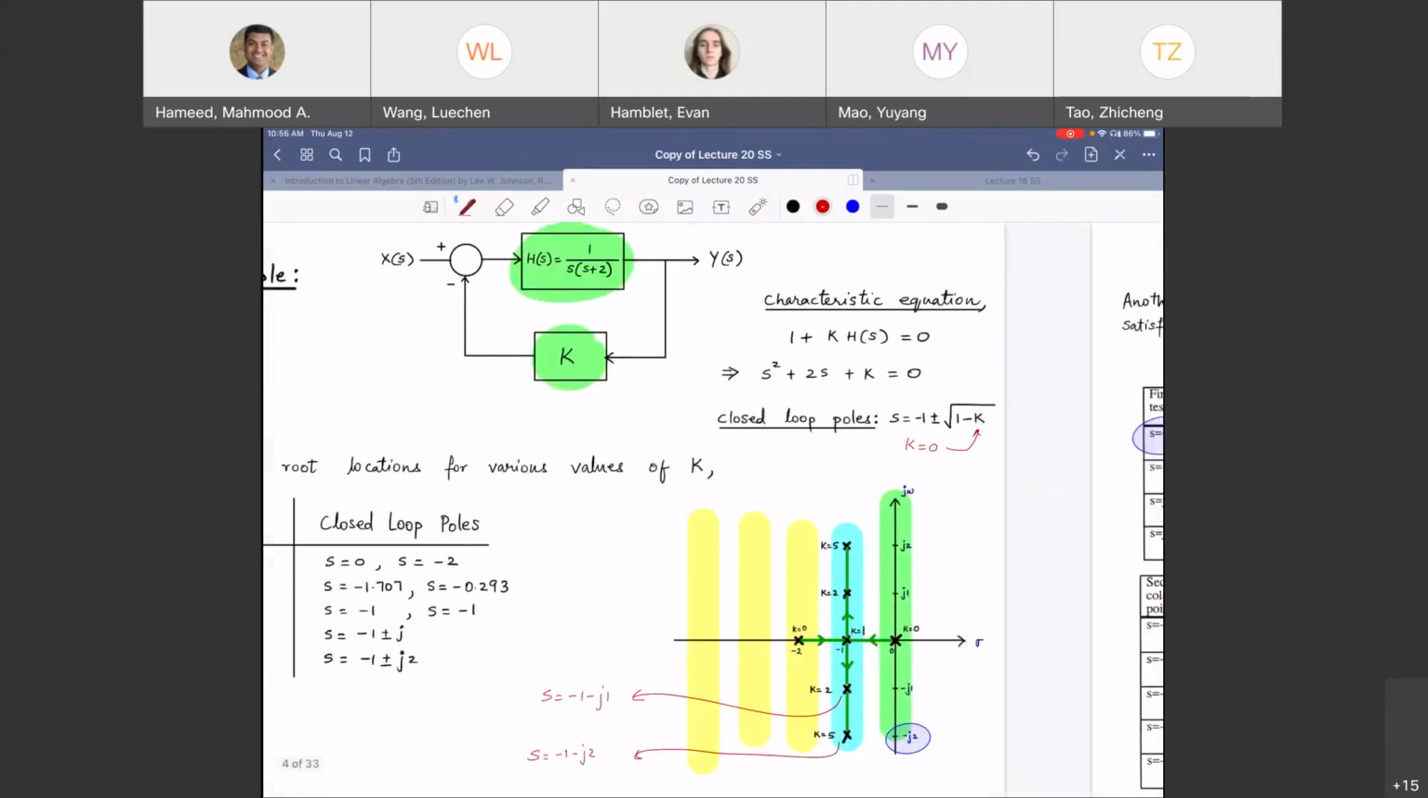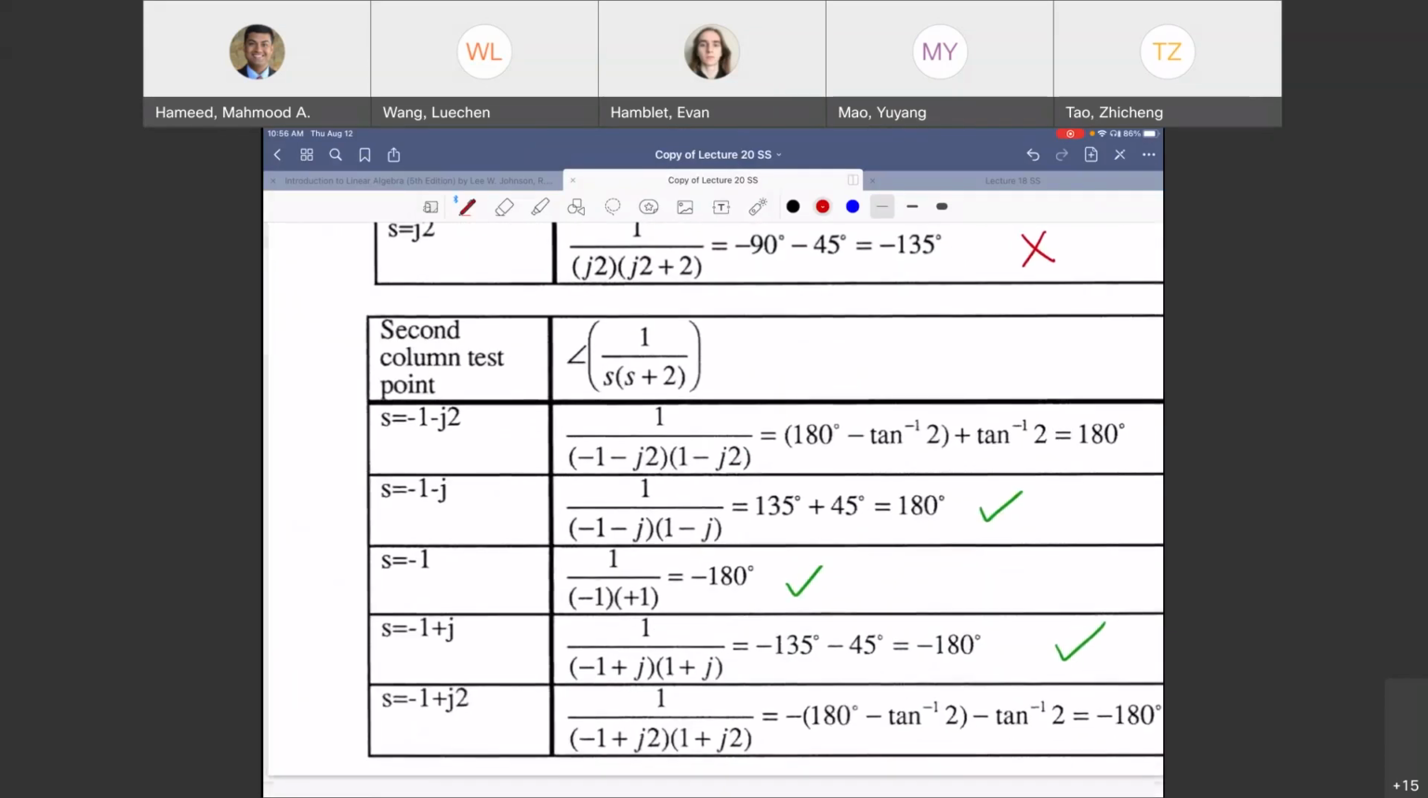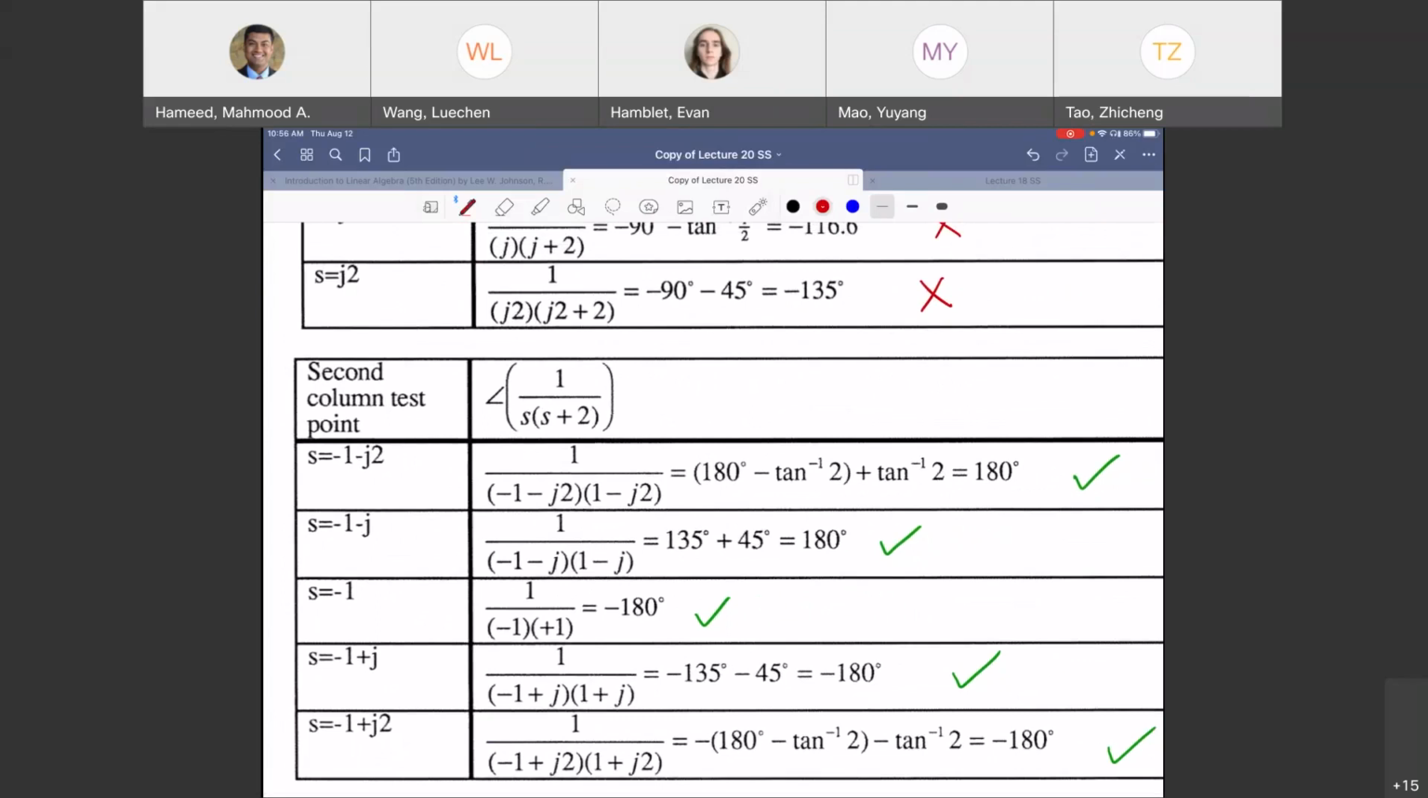Where are we doing that? We are doing that over here. Second column test point. Put in the 5 values of s, evaluate the angles. You will see that you either get 180 or negative 180, or you could have gotten higher odd multiples of 180 as well. No matter what, you are getting an odd multiple of pi, which satisfies the angle criteria, which means that these 5 points belong to the root locus. Question so far? We are just picking some arbitrary points. We could have picked other points as well.